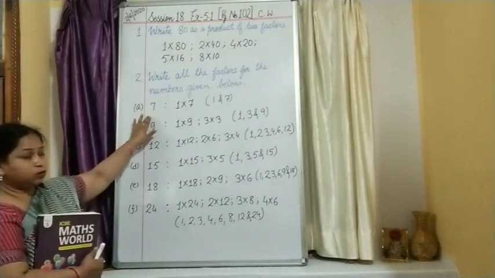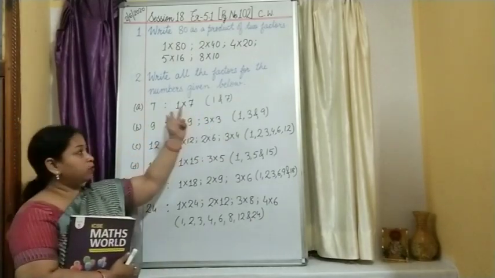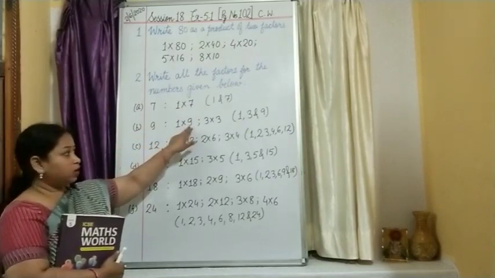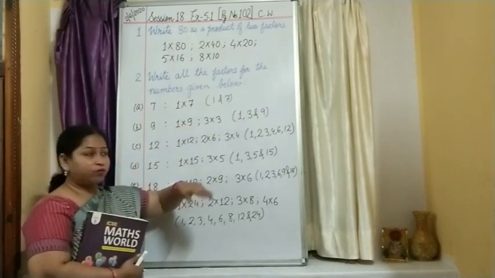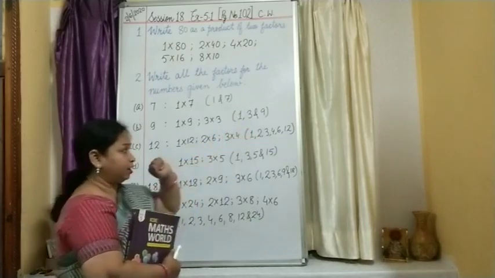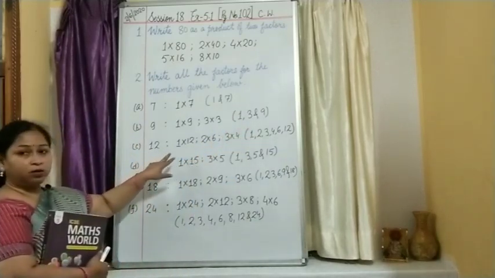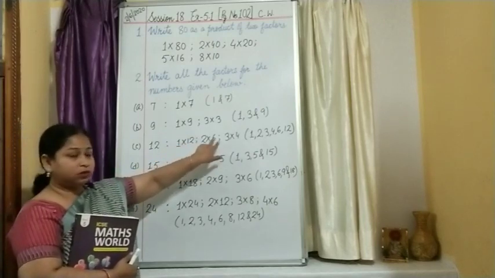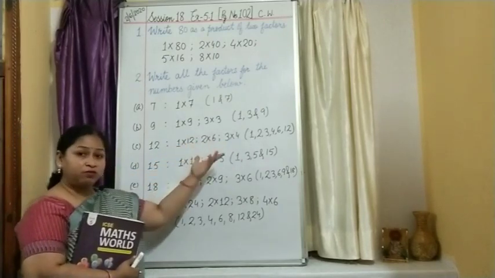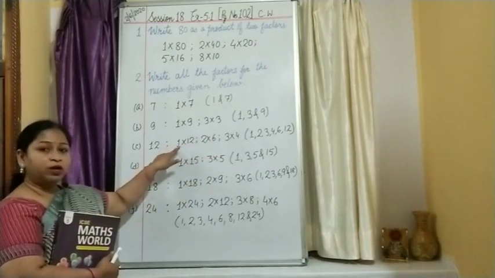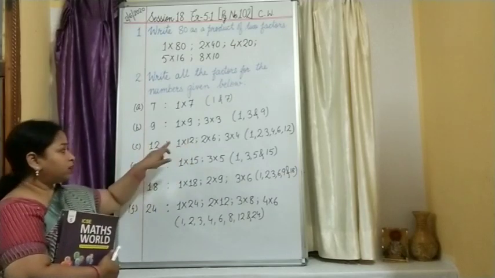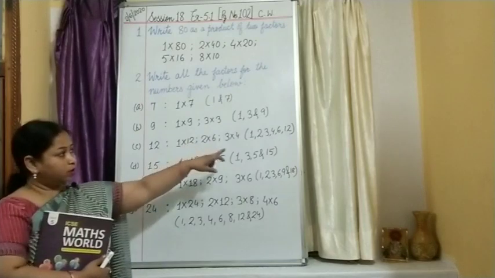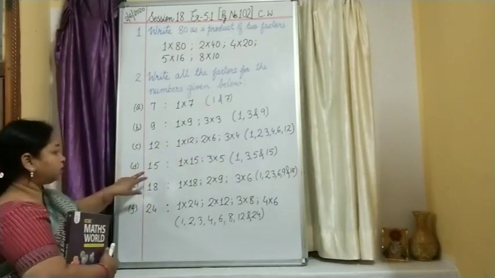So as in the case of 7, you have 1 and 7, because 1 into 7 is 7. 9, it is 1 into 9 or 3 into 3. So what are the factors? 1, 3 and 9. Then 12, the factor pairs are 1 into 12, 2 into 6, 3 into 4. So what are the factors? What I have done is I have arranged them. 1, 2, 3, 4, 6, 12. You can see those are the factors given.